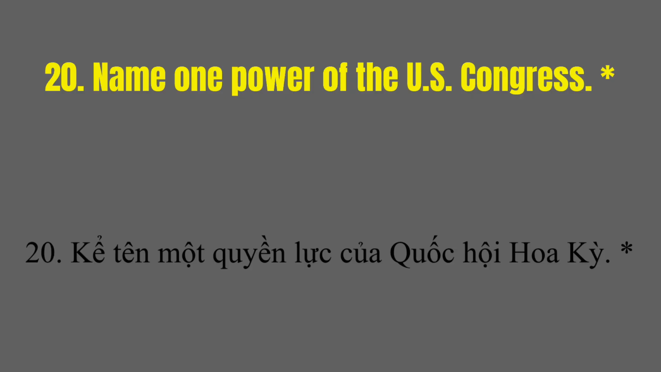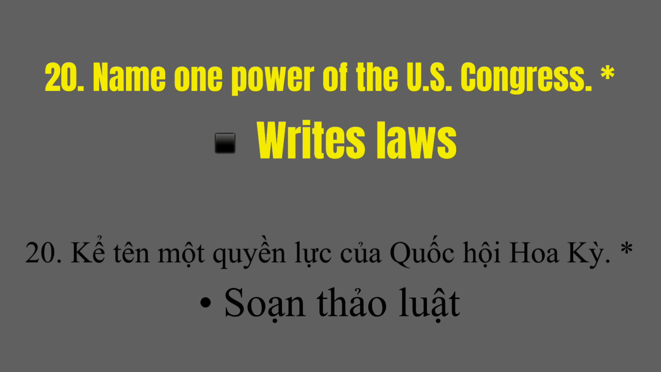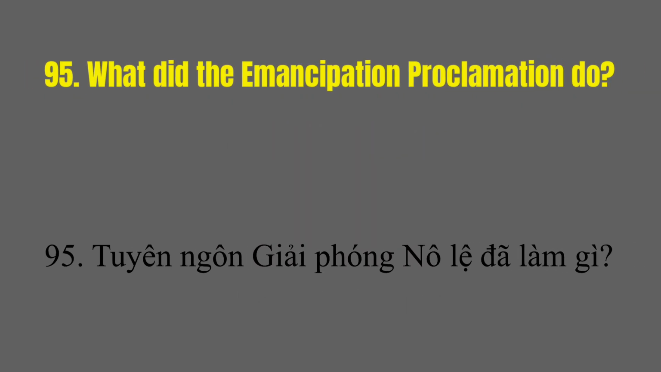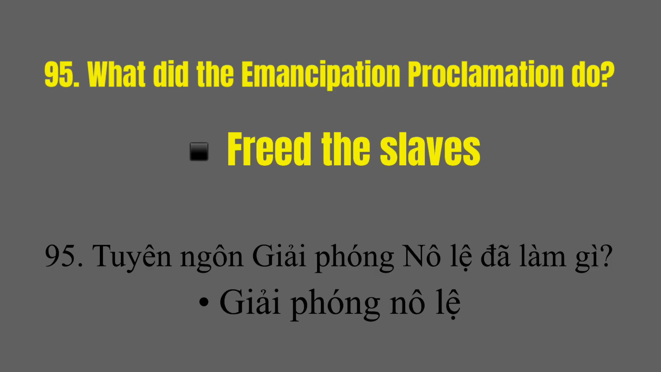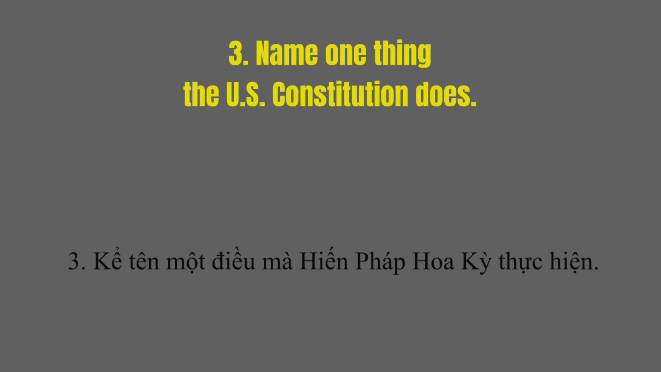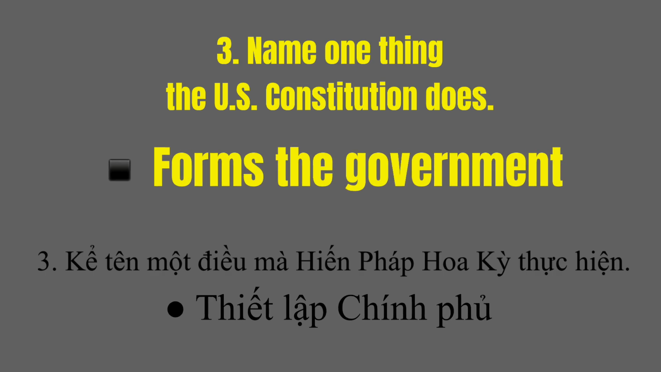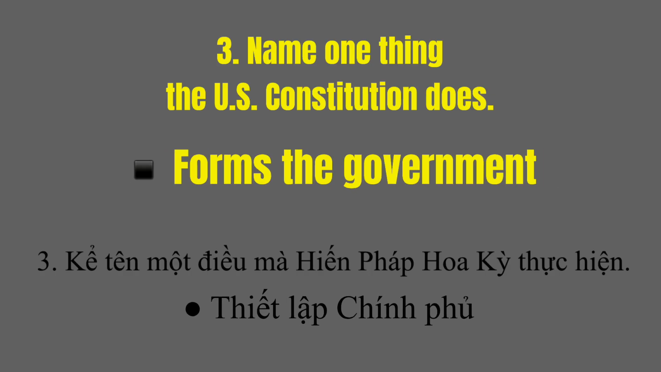Name one power of the U.S. Congress. Rights, laws. What did the Emancipation Proclamation do? Freed the slaves. Name one thing the U.S. Constitution does. Forms the government.